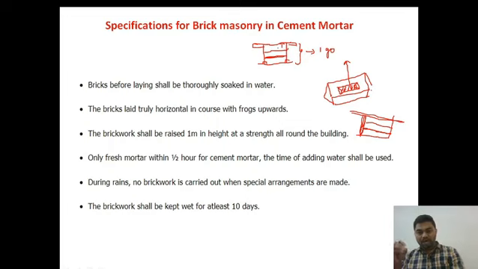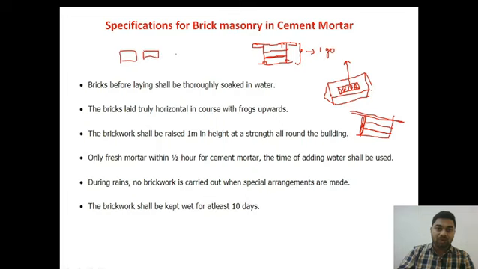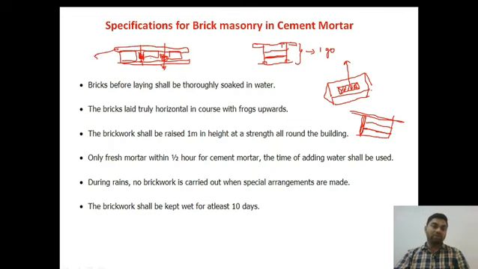Fresh cement mortar shall be used within half an hour of adding water. Mortar is used to fill the spaces between bricks. First a layer of mortar is laid, then the brick is laid on that, again mortar is laid in the spaces between bricks, and again at the top surface. Whenever you are making this mortar, we have to use it within half an hour of adding water.